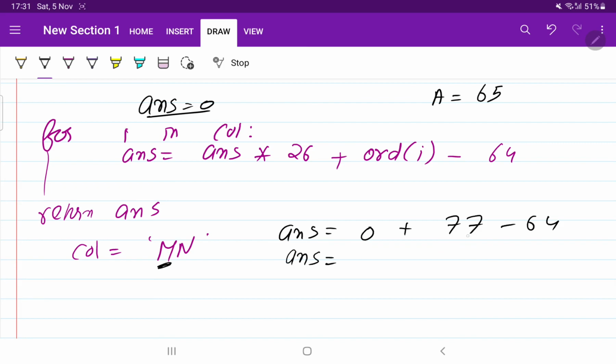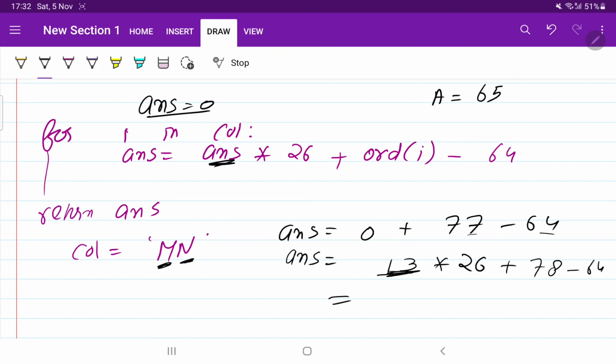If you subtract, here you are going to get the value 3, here you are going to get the value 1. Now the answer is updated. Now we will come to the second element, N. So what will happen? The answer will be 13 multiplied by 26 plus ORD of N. I think it's going to be one letter more, 78 minus 64.